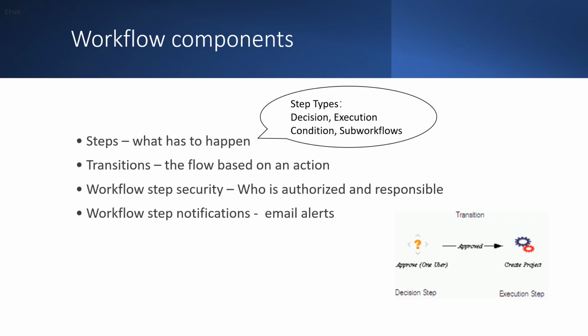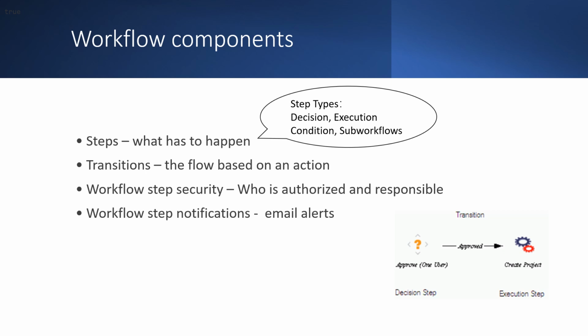Steps are events linked to form a complete workflow. The basic types of workflow steps include decision, the activities that are performed manually outside of PPM; execution, the actions that are automated through PPM; condition, the logic steps that allow the workflow to proceed in special conditions; and sub-workflow, which is a unit that contains a series of steps.